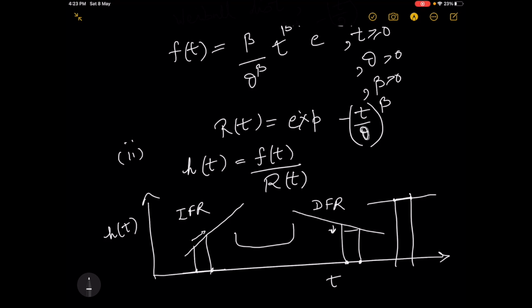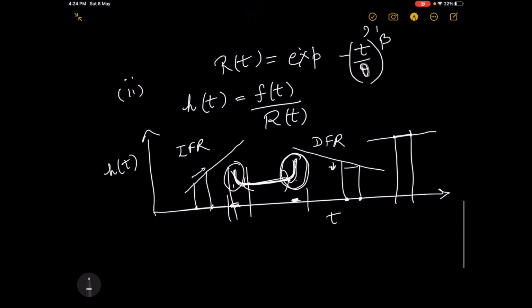Then comes the bathtub failure, where we see all three are incorporated. Initially we see this kind of hazard, and here we see again this kind of hazard, where in the small time there is a higher hazard. Here again in the small time there is a higher hazard. However, in the middle, we see the hazard is almost constant. There is no change. So this is the lifetime period where things go smoothly.